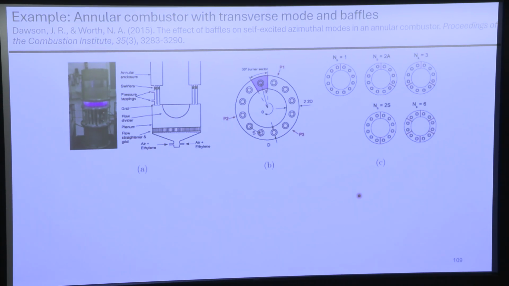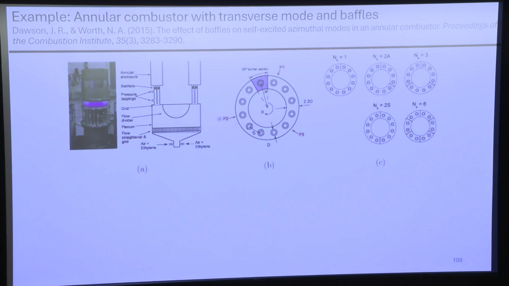So I think this was done when James was at Cambridge, but he's now a professor at NTNU, as is Nick Worth, the other author here. The work that James and Nick do is just excellent. And so they have this cool experiment. They built it in Norway as well. It's an annular combustor. So you can see they've got all these tubes that feed the combustor. They've got a quartz liner.